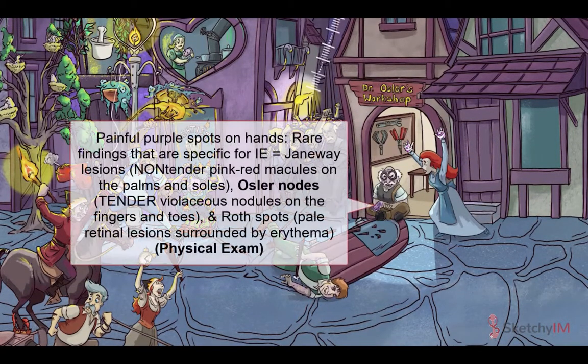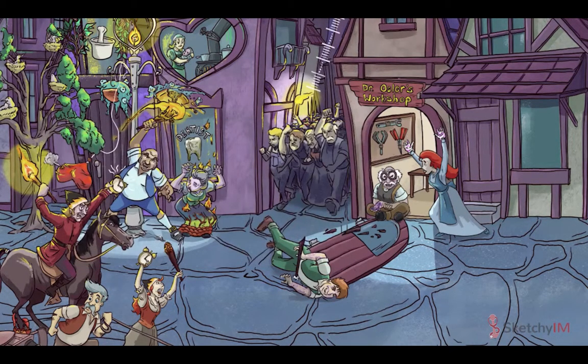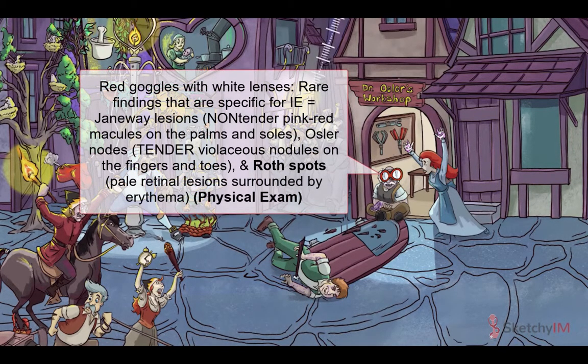Ouch! Those burns on Dr. Osler's hands aren't going away anytime soon. Fortunately for us, they're here to remind you that Osler nodes are tender violaceous nodules seen on the pads of fingers and toes. Well, no wonder you burned yourself, Dr. Osler. Can you see anything through those huge goggles? Either way, those goggles with white lenses and red rims represent Roth spots, which can be found on fundoscopy and appear as pale spots on the retina surrounded by an erythematous margin.